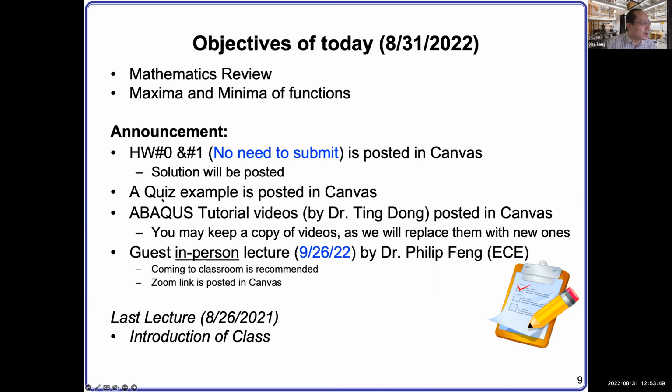I also posted a quiz example. We will use quizzes to test only the key concepts, so they will not be complicated. They are very simple, but to the point. Every quiz takes 10 to 15 minutes, and then you can solve it and submit on the Canvas. Here I put one example in the Canvas. You can take a look and see what the style of the quiz is.